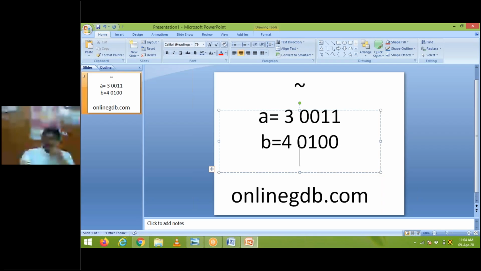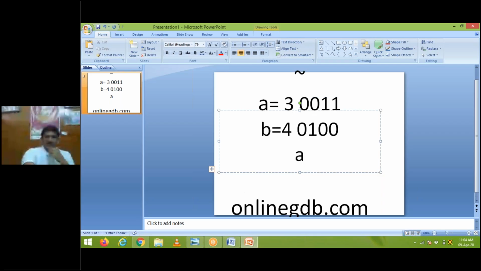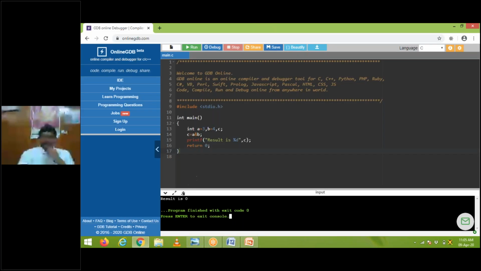That means what is A and B? If both are 1, then only 1 will be printed, otherwise 0. In each column, the pairs are 0 0, 0 1, 1 0, 1 1. There is no 1 1 in any column, so the answer is 0 0 0 0, and the result will be 0 here. So that's why the result is 0.